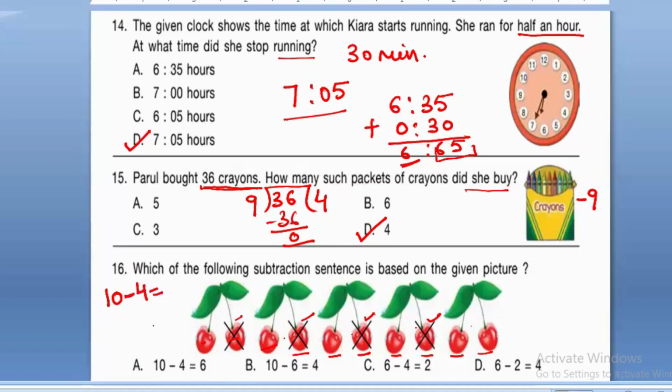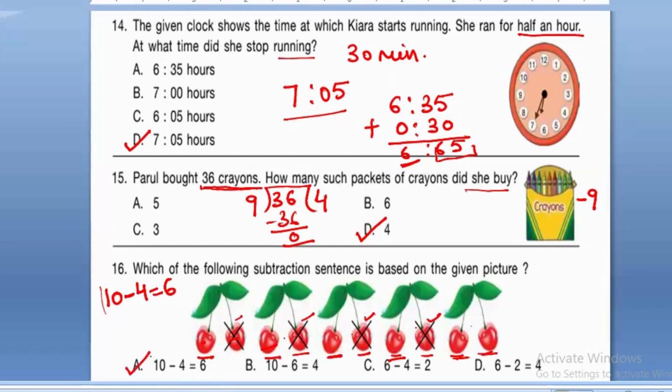Now if we are subtracting 4 from 10, what are we getting? 1, 2, 3, 4, 5, 6. We are getting 6 cherries. So which is the correct statement according to that? 10 minus 4 is equal to 6. So which one is the correct one? Option A is the correct one for that.